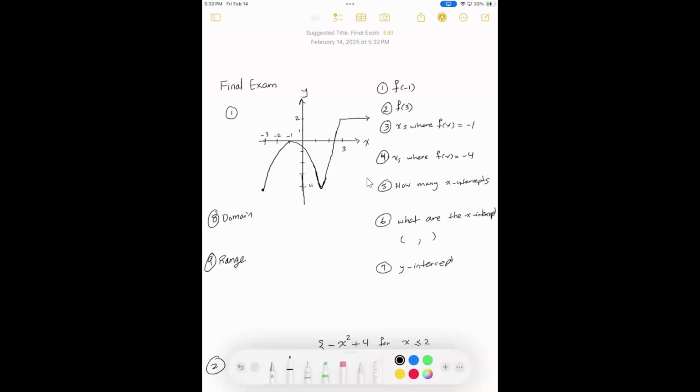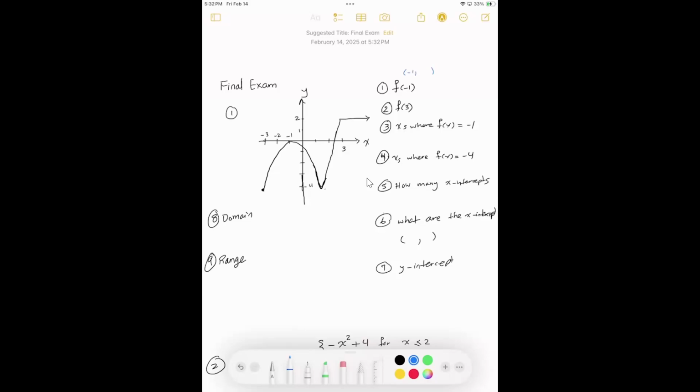Review for the final exam. Question number 1, we are given a graph and we need to be able to read the graph to answer the following questions. The first question says, find f at -1. That means when x is -1 on the graph, what is the y value?